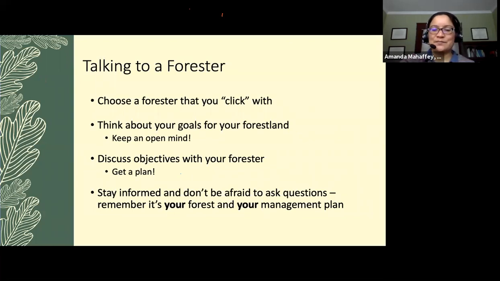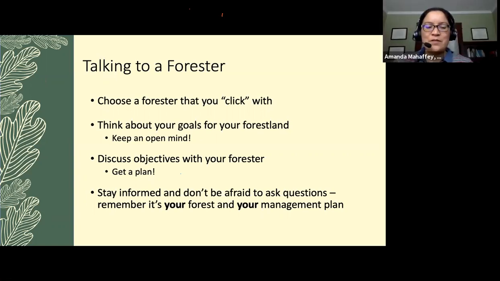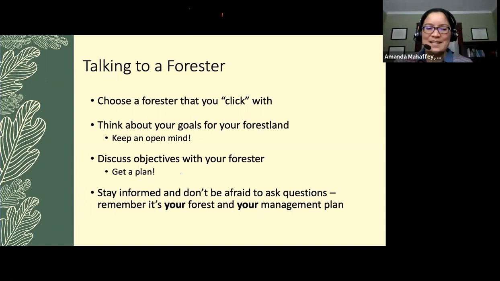Good morning. I'm Fern Graves. I work for Rhode Island Division of Forestry and Agriculture, previously known as Division of Forest Environment. Could you lean a little closer to your microphone? Okay. It's been fuzzing in and out, so if it goes out, please let me know. Is this a good volume? So far, so good.